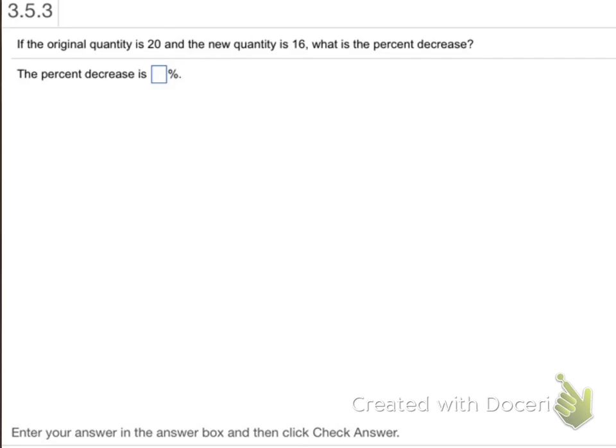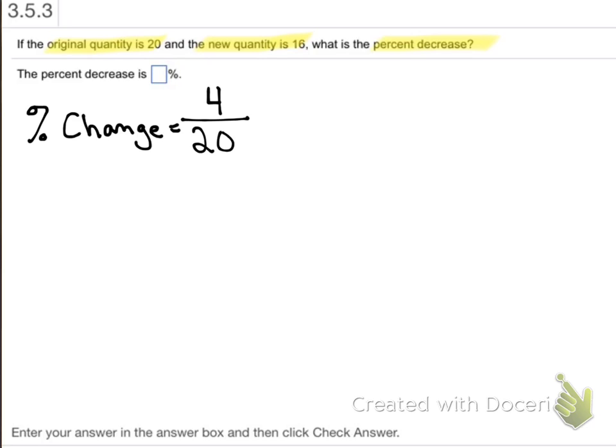If the original quantity is 20, new quantity is 16, what is the percent decrease? So let's highlight information. Original 20, new 16, percent decrease. So percent change is change. So if I start at 20 and I go to 16, I changed by 4, and you could do final minus initial. 16 minus 20 is negative 4. Take the absolute value, positive 4. So 4 over my original quantity, 20. So 4 over 20. And then we go into our calculator, gives us 0.2.